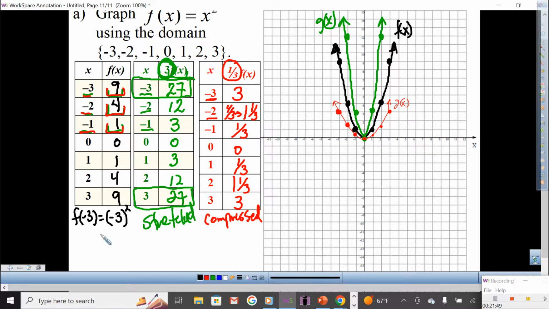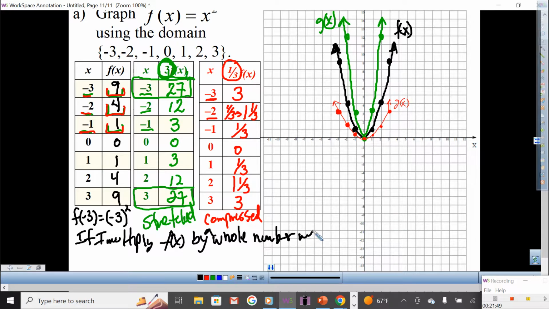Let's write a quick sentence at the bottom. You have space, yes? Let's write this out. If I multiply f of x, which means the original function, by, what do we call this number here compared to that one? Whole number, yes. If we multiply f of x by a whole number, what happens? We stretch, yes. We stretched the function.